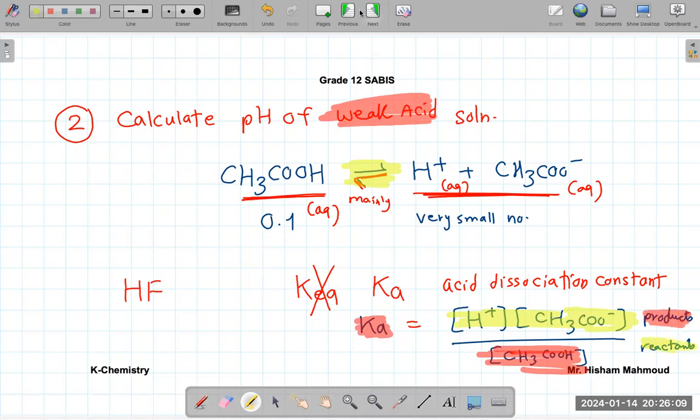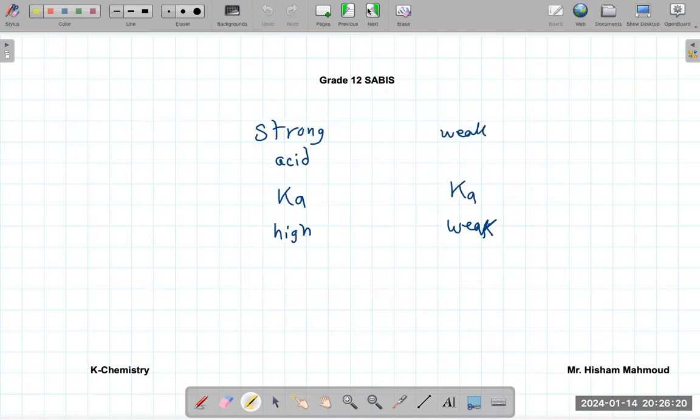This doesn't happen in the strong acids. In the strong acids, the numerator is much higher. Why? It's even 100% decomposition. So there is a lot of the products and there are no reactants in the strong acids. That's why the Ka is high. The opposite happens in the weak acids. The Ka is very small, so it's weak. Here the number is high, and here it's weak, so the number is very low.